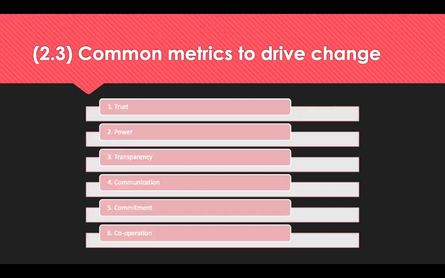Now, common metrics to drive change for both organisations. You can see that on the screen. It comes from Damlin. They list 6 quantitative KPIs that can be used as common metrics, and they measure both the buyer and supplier relationships. So trust is first. As dependency increases, trust becomes more important. Power. This arises due to the dependencies. If a supplier is dependent on the buyer, it creates power, and vice versa.